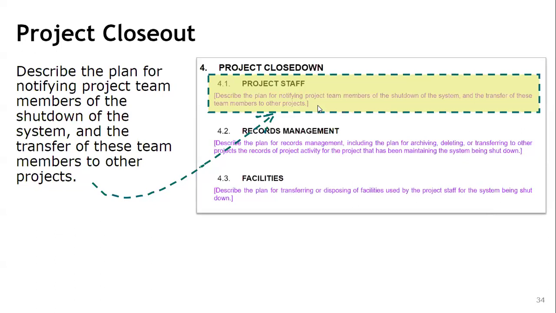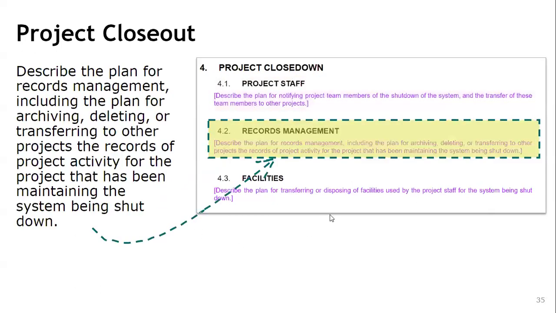We are shutting it down. So we have to do that. And the second one, record management. Here we need to describe the plan for record management, including the plan for archiving, deleting, or transferring to other projects the records of the project activity for the system being shut down. So yes, we have to consider also the record management. We have to transfer the records, and we have to archive it, and then we need to delete it also from the older system.